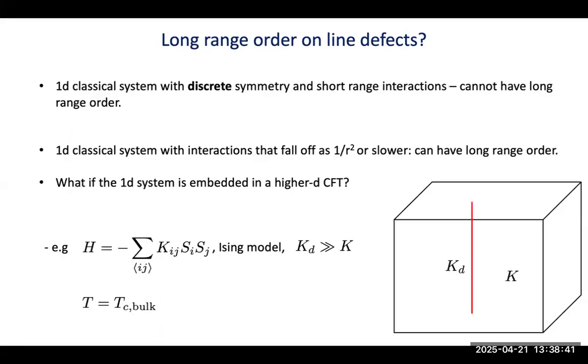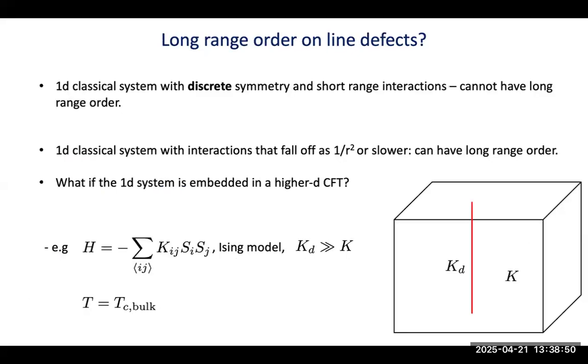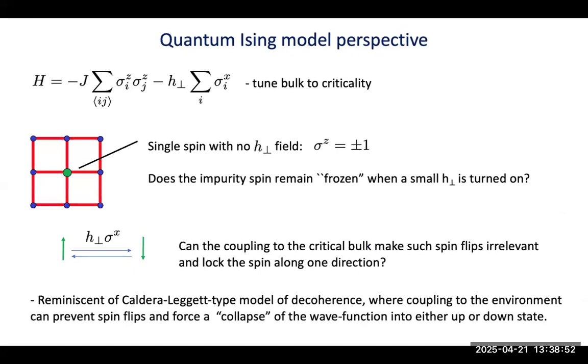Here I'm just thinking about classical stat mech. You can also take a quantum perspective on this, where the third dimension becomes time. So now I'm considering a transverse field Ising model, and I tune it to the bulk quantum critical point by tuning this H perp.